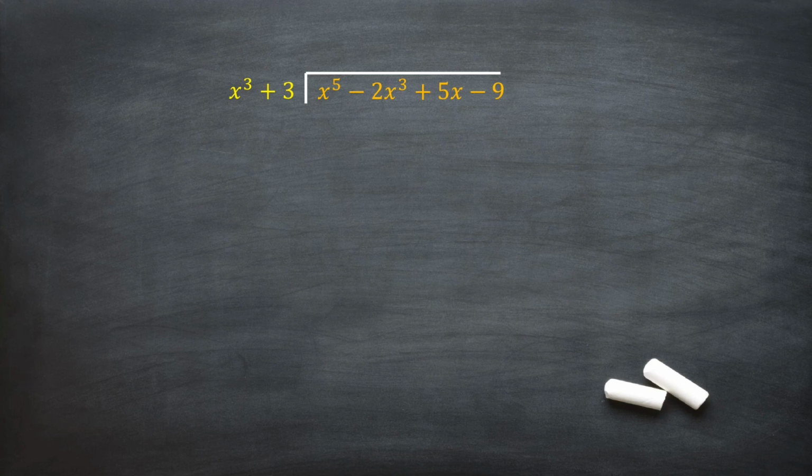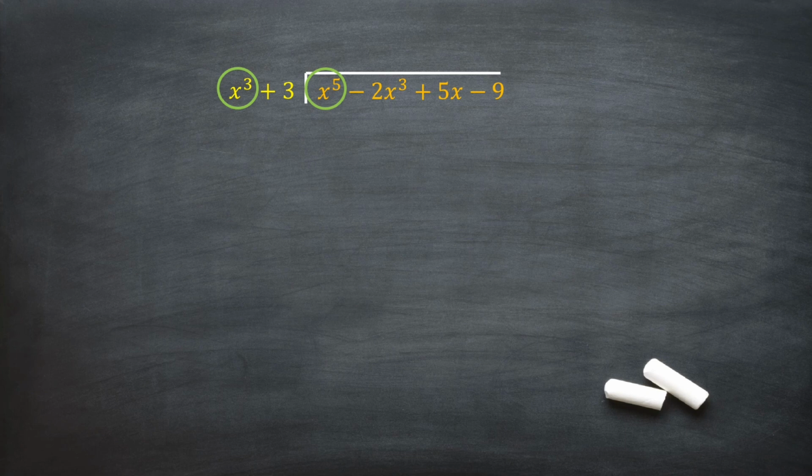The main goal in dividing polynomials is to eliminate the first term of the dividend. We will not really focus on the next terms because we will only be focusing on our first terms. As you can see on the screen, x to the power of 5 is our first term for the dividend, while x cubed is the first term for our divisor. So we will only focus on these terms first before we proceed to the next terms.